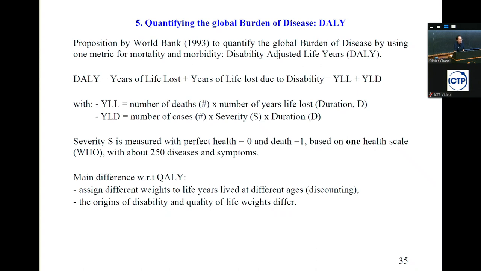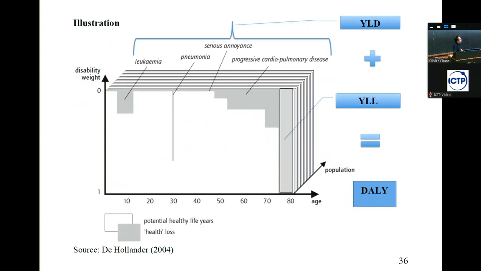WHO provides regularly, the last time was in 2015, a list of diseases and symptoms with associated severity. So you have one scale proposed. Currently, there are about 250 diseases and symptoms that are given a severity mark, and you apply the severity mark when you compute your YLD. So this is an advantage with respect to QALY, for which you have several ways to do this. You will have a look at the difference with QALY.